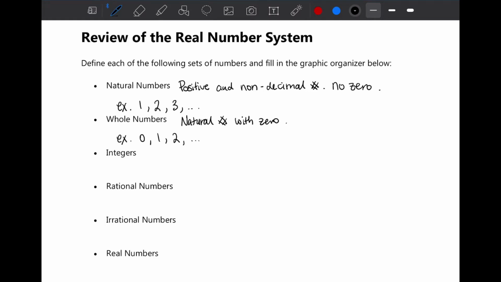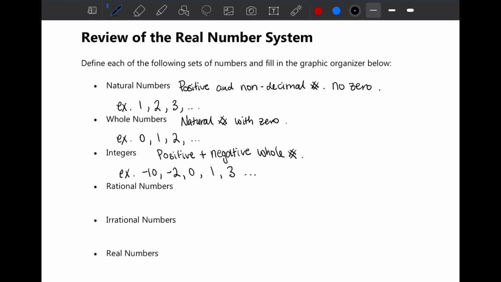Integers are positive and negative whole numbers. Positive plus negative whole numbers. For example, we can say negative 10 is an integer, negative 2 is an integer, 0, 1, 3, and so on.